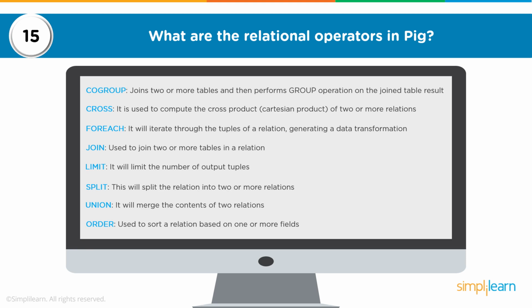It will iterate through tuples of a relation, generating a data transformation. So for example, if I say variable a equals, and then I load a file in a, and then I could create a variable called b, where I could say for each a, I would want to do something, say group. Join is to join two or more tables in a relation. Limit is to limit the number of output tuples or output results. Split is to split the relation into two or more relations. Union is to get a combination, that is, it will merge the contents of two or more relations. And order is to get a sorted result. So these are some relational operators which are extensively used in Pig for analysis.